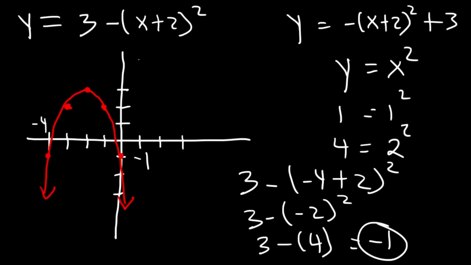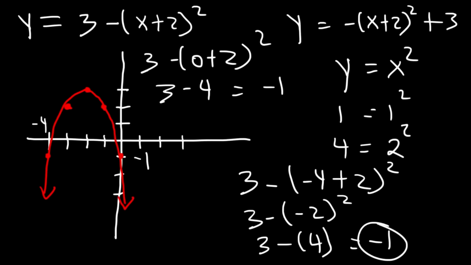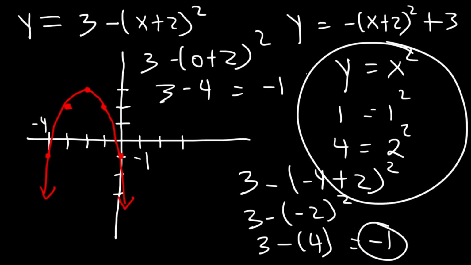And if you try 0, you get the same thing. 0 plus 2 is 2. 2 squared is 4. 3 minus 4 is negative 1. So this technique works if you don't want to make a table and if you want to draw an accurate sketch.